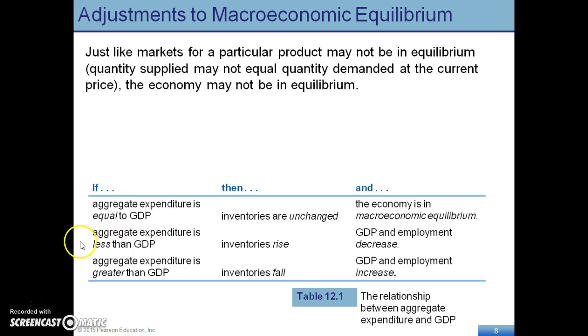However, if aggregate expenditures is less than GDP, so we're producing more than we're spending, you'll notice that we're going to have a rise in inventories. And this rise in inventories will cause GDP and employment to decrease because we have too much inventory at our factory. If aggregate expenditures is greater than GDP, so people are spending more than GDP, inventories will fall and GDP and employment will increase. So we have all this inventory in the back, which will decrease, which will create a lot of challenges for us.